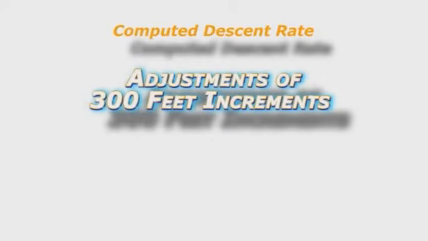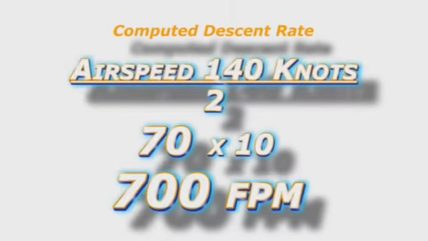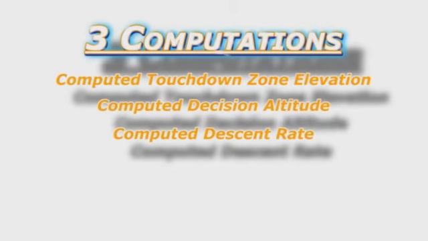During these adjustments, you may only adjust 300 feet in either direction and no more than 1,000 feet per minute below 1,000 AGL. Only increments of 100 feet can be used for the computed descent rate and adjustments during the descent. So remember, airspeed divided by 2 times 10. Those are the big 3 you'll need to know.